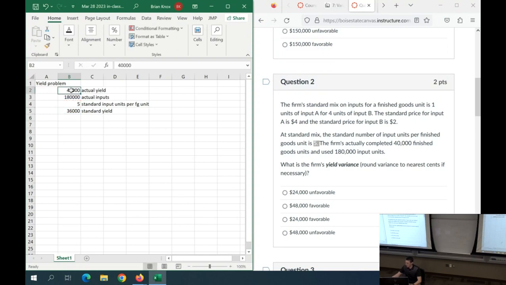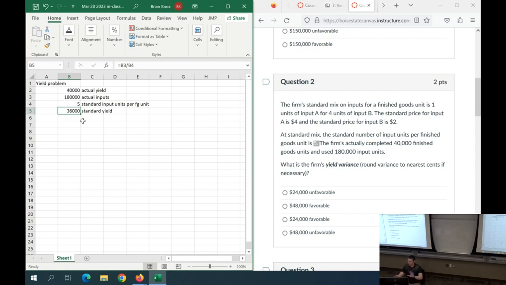So we have a favorable variance. We don't have the number, but we know it's favorable because our actual yield is 40,000. We got 40,000 output from the 180,000 inputs. Given our standards, we should have gotten 36,000 outputs. That's favorable. We got more than we bargained for. The yield is the weird one. The signs are going to be reversed. So this will give us a positive number, but that's a favorable variance in the case of yield.